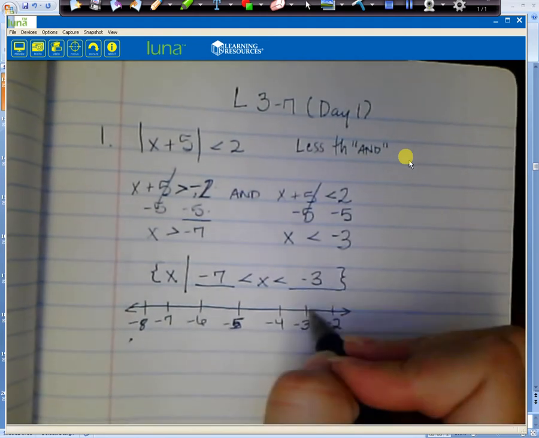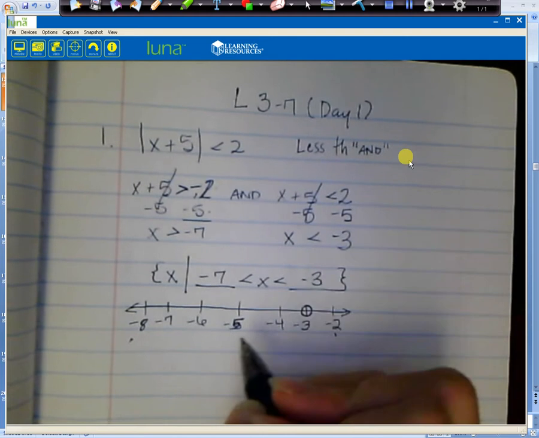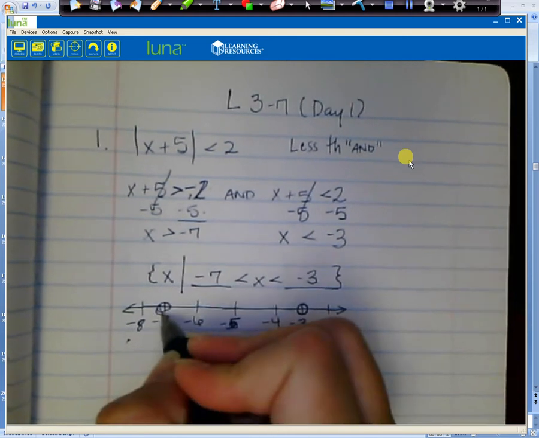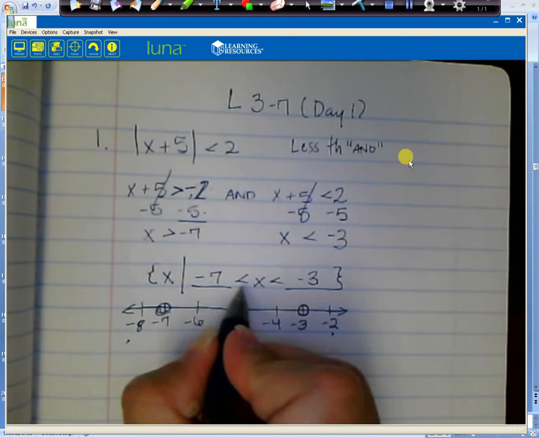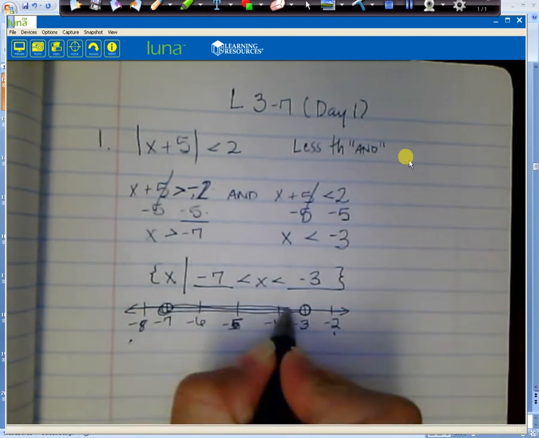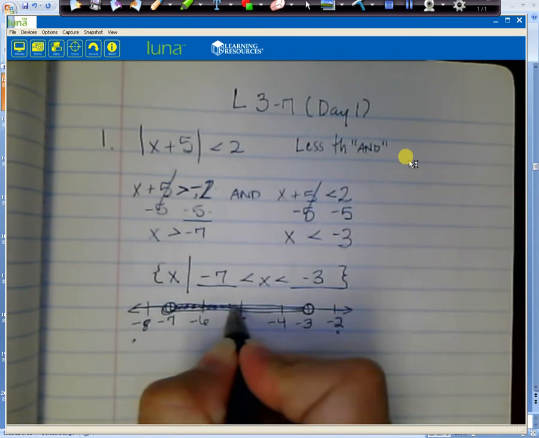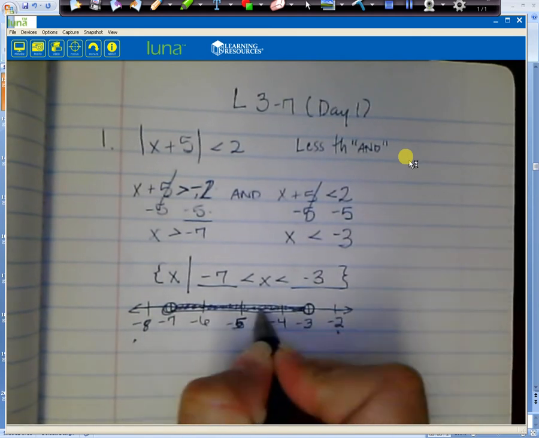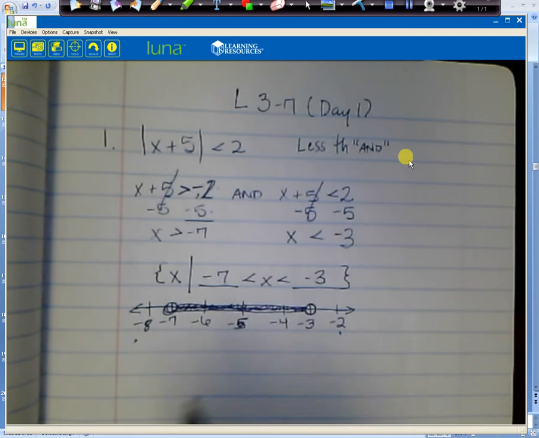I look at my inequality sign. I should have an open circle because there is no extra mark. And now I'm going to shade because it is an and problem. My x is in the middle, and I'm going to shade in the middle. Again, the and problems are always shaded in the middle, and if you're not sure, look, your x is in the middle, you're shading in the middle.